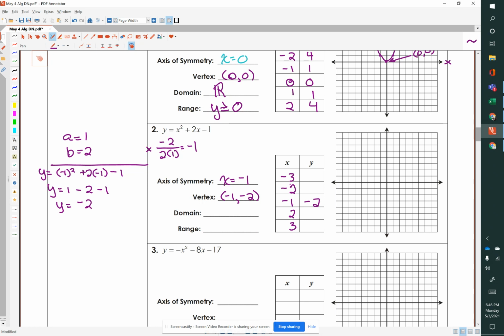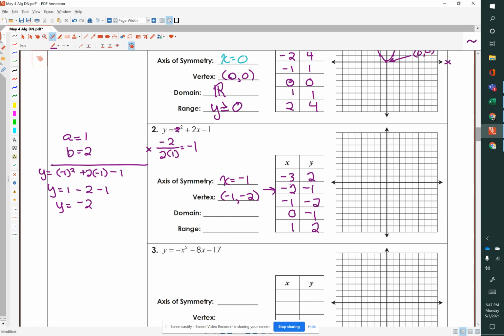And when we evaluate, by inserting -2, we'll start here. We insert -2 for x. We have y equals -1. When we insert -3 for x, y equals 2. When we insert 2, let's do 0 and 1. Okay, when we insert 0, y equals -1. When we insert 1, y equals 2.